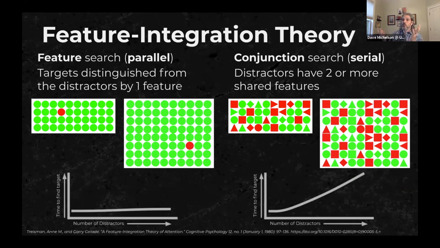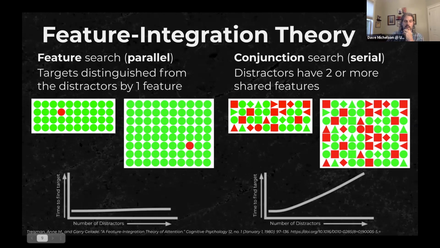One of the foundational theories in visual search is feature integration theory. It breaks searches down into 2 types: a feature search or a conjunction search. In a feature search, targets are distinguished from their distractors by 1 feature. Here we see the green circles and the red circle like we saw before. In a conjunction search, the distractors have 2 or more shared features. So we see a bunch of features shared between all the distractors.